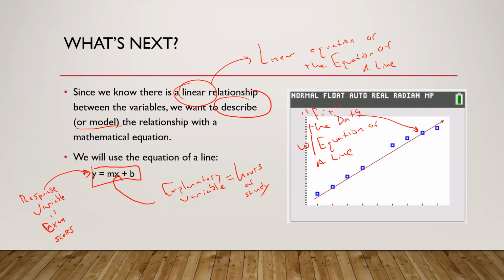So then, does anybody remember what M stands for in the equation of a line? Slope. Yep, thank you. It's the slope. All right, the slope is also synonymous with a rate of change. And then what is the B? The y-intercept. Thank you. Okay, so the y-intercept. So what we want to do now is we want to find the line that fits the data, okay?